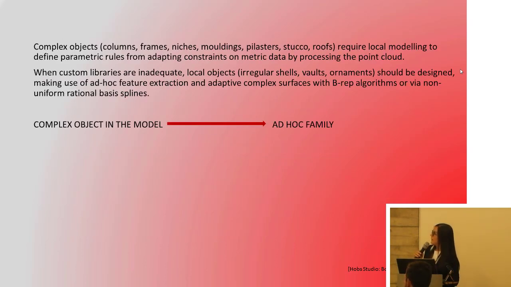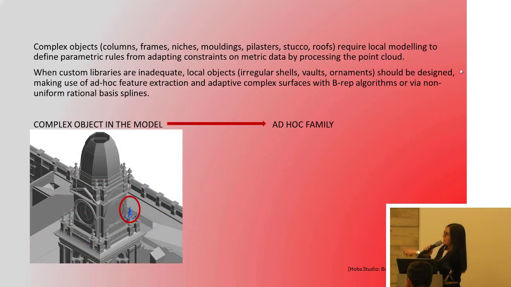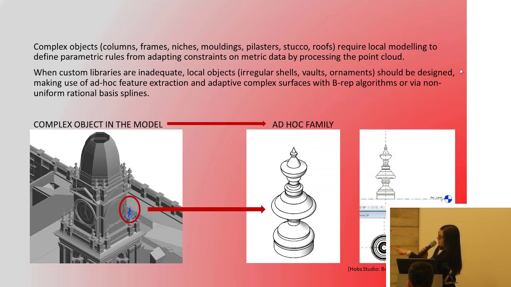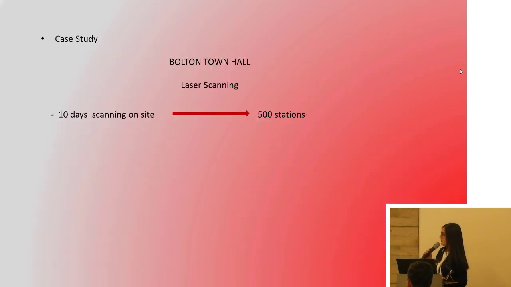This is an example. This is a case study that I will show you later. It's Bolton Town Hall, and for JM articles, we have created an ad hoc family for that element that is highlighted. We can find this element on websites. So we have just taken the profile from the point cloud, realizing a revolution in an ad hoc family.